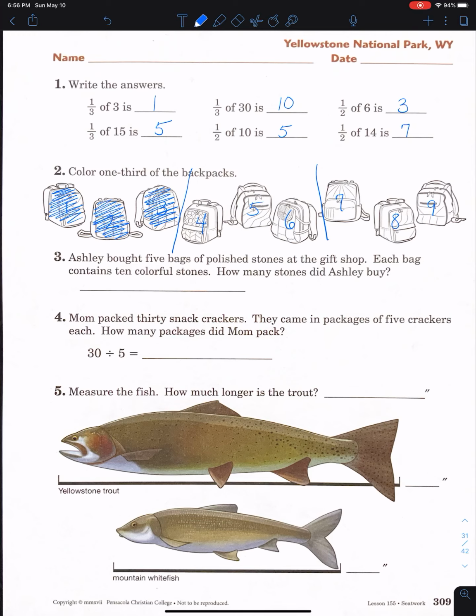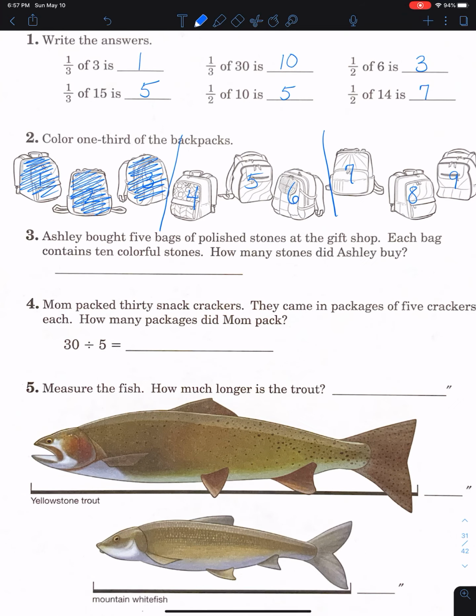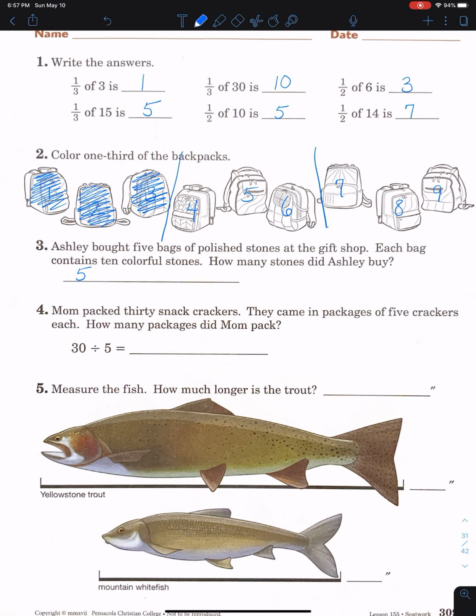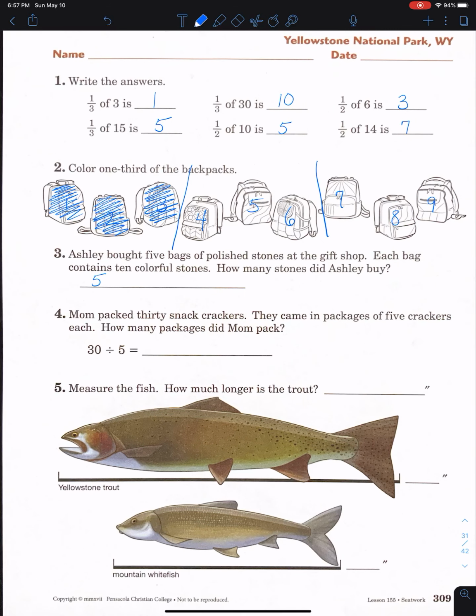Number 3, Ashley bought 5 bags of polished stones at the gift shop. Each bag contains 10 colorful stones. How many stones did Ashley buy? Well, she bought 5 bags, and each bag has 10 colorful stones in them. 5 groups of 10 equals what? 5 times 10 equals 50 stones.